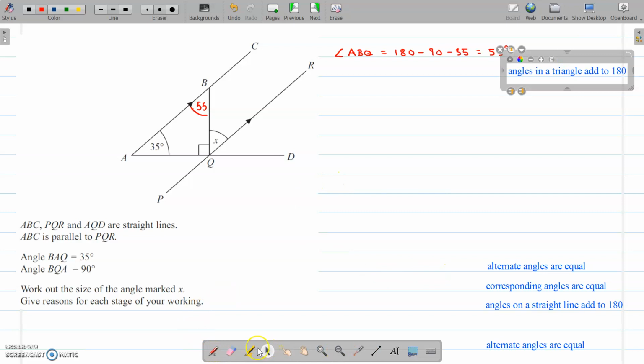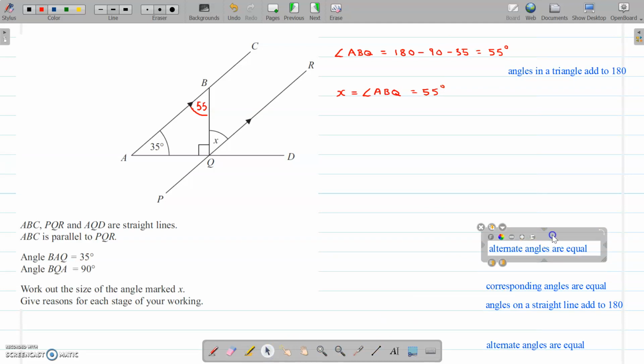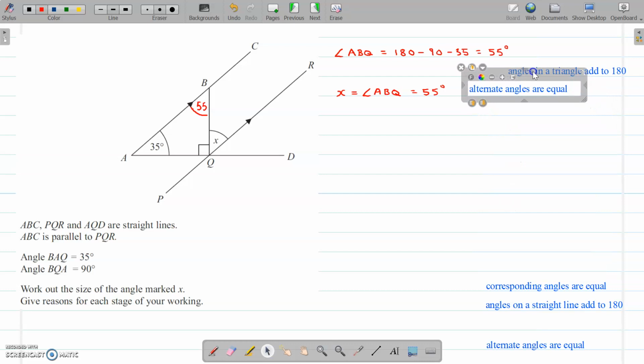Now, the next thing I could do, the easiest thing, is just to say, well, if that's 55, x is also 55. Okay, it's as simple as that, because that is the same, because it's an alternate angle. So x is the same as angle ABQ, okay, and that's equal to 55 degrees, and the reason I give is because alternate angles are equal. Okay, and that will answer the question fully and properly. Okay, now I could have used other reasons and given other angles.